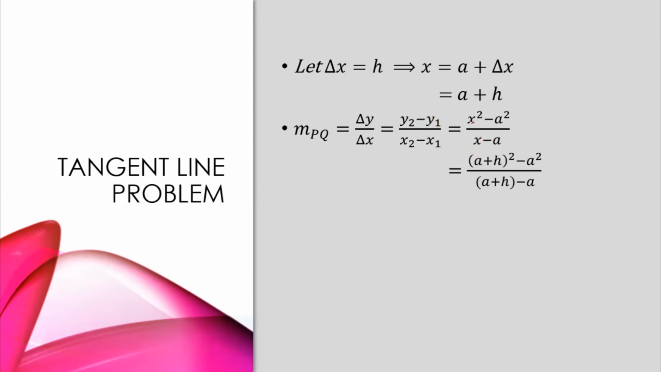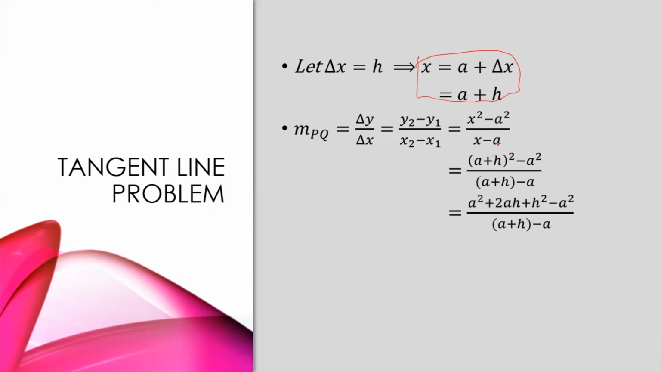Simplifying, since x is just equal to a plus h, by substitution we just simply substitute a plus h in this variable x. So, since x is equal to a plus h, we substitute that a plus h for x. Then this becomes quantity a plus h squared minus a squared over x, which is a plus h minus a.